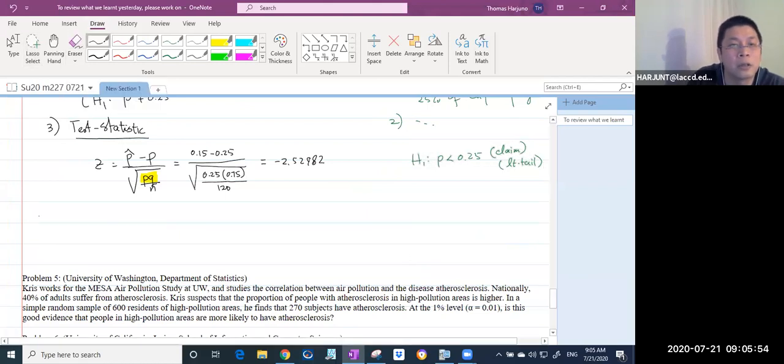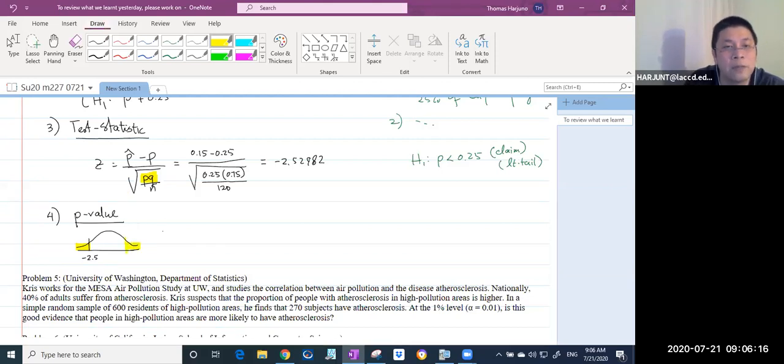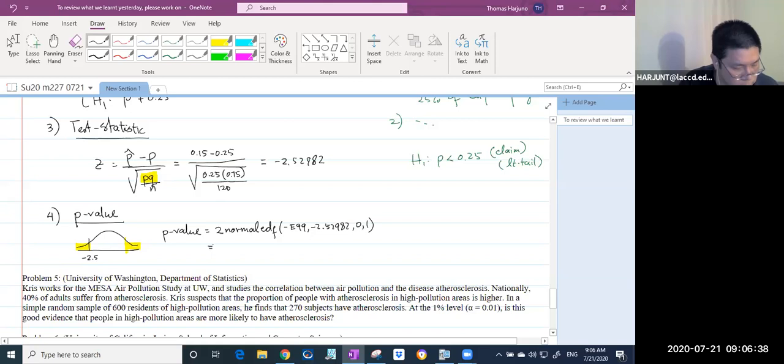Okay, and then step 4, p value. That's a two tail, right? And this is negative 2.5 something, but it's two tail, right? So p value is 2 times normal CDF of negative 2.5298201. I get 0.01141. Oh, we still reject null hypothesis.